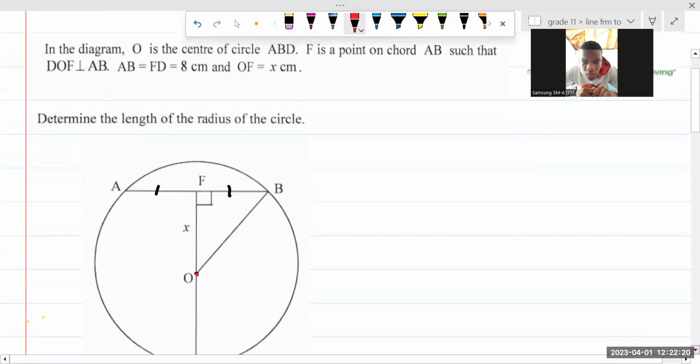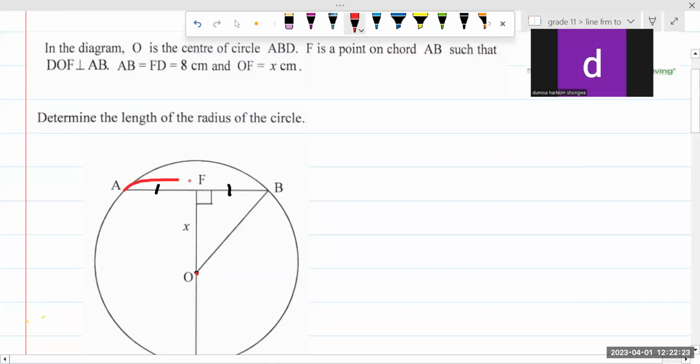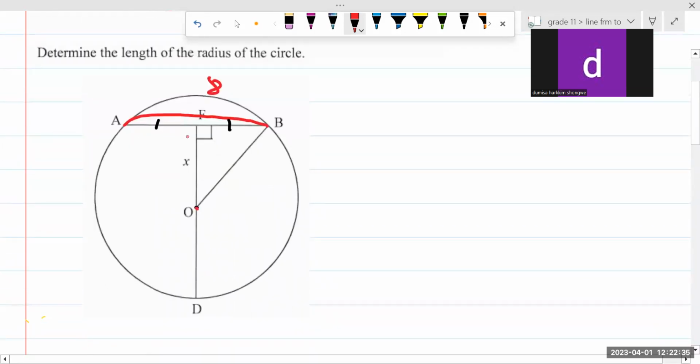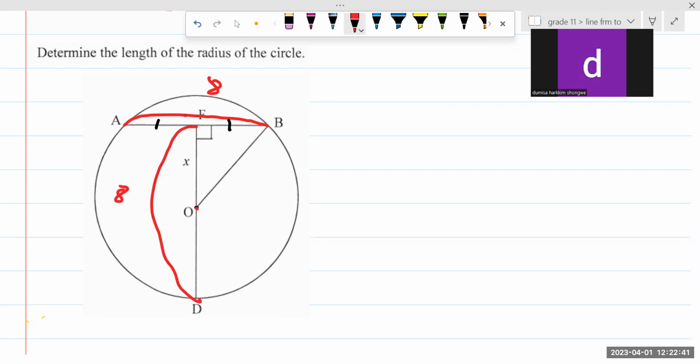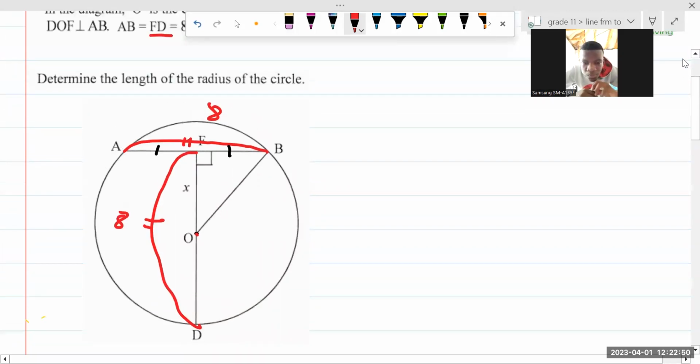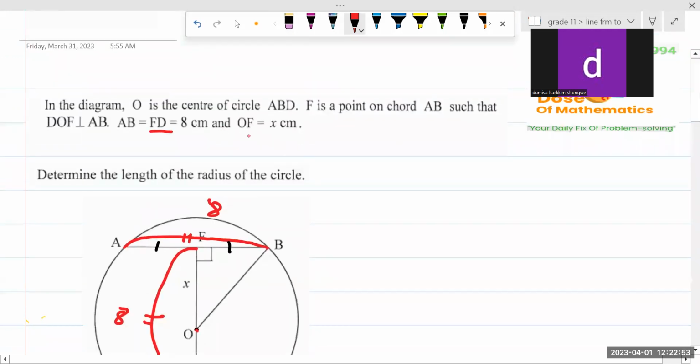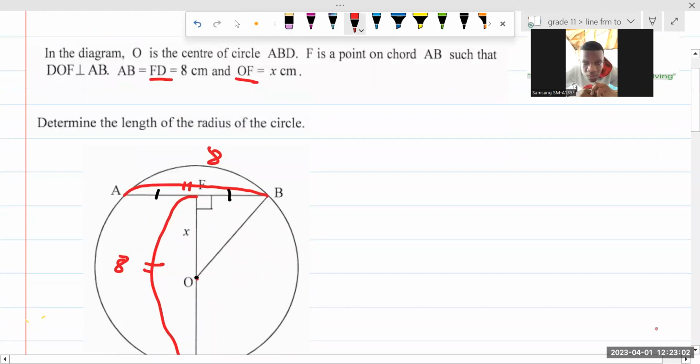And then the other thing that they're saying is that AB, do you see our AB? I will highlight it in red. AB is equal to 8. That's what they're telling us. Our AB is equal to 8, but it's equal to FD. Now, I'll also highlight it in red because those two are equal. So from F to D, this is also 8. This one and this one are equal because both of them are equal to 8. Now, I haven't started doing the question. I'm just simply brainstorming here. And then they are telling me that OF is equal to X. So from O to F, this here is going to be equal to X.